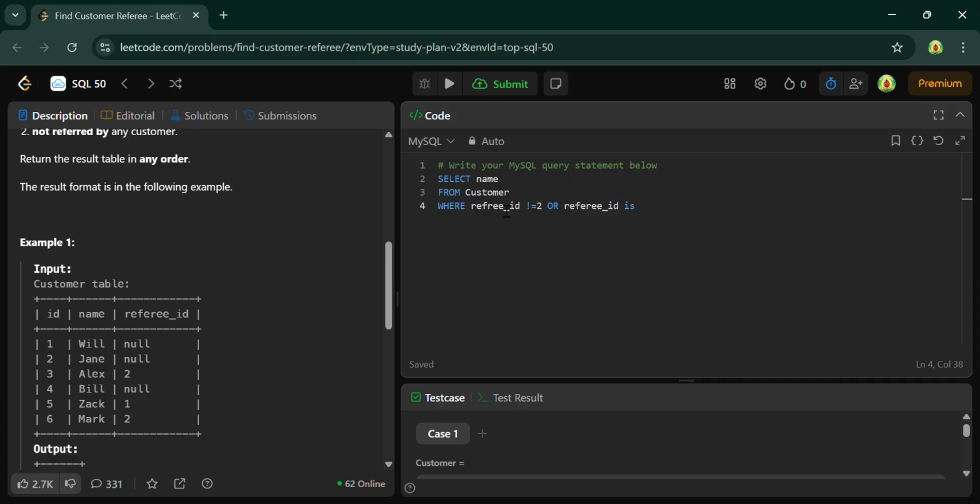For null you just have to write IS. Okay, you don't have to write the equals to operator. NULL. Let's run it and see whether it is running properly or not.